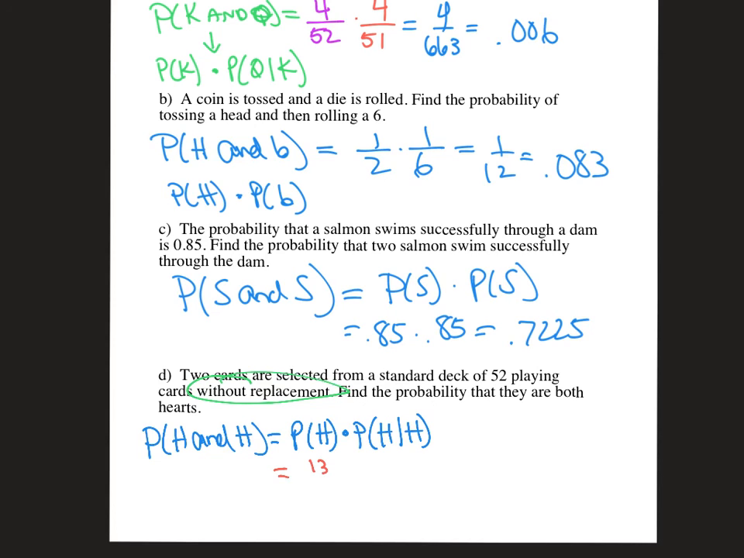Okay, so here's the thing. We got 13 hearts out of 52 cards, sorry. Times, all right, we are now going to assume that our first card was indeed a heart. So that means that there are only 12 hearts left out of 51 cards because I did not replace it. And when we multiply this out, we get 1 over 17, which is 0.0588.